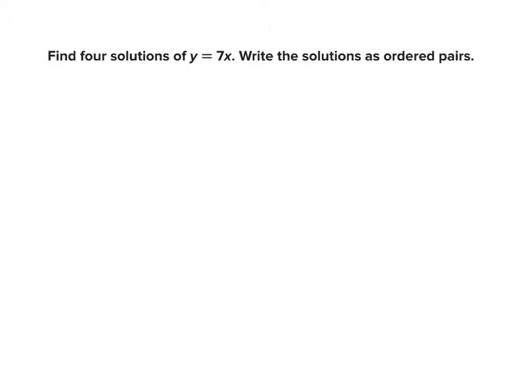It says find 4 solutions of y equals 7 times x. Write those solutions as ordered pairs. So first things first, y equals 7x is a function, meaning that when we plug a number in for x, we get something out for y. And remember, a function is when you plug something in, you get something else out. Second, when we use this function, we are going to write ordered pairs, and ordered pairs are basically just an x and a y value that make up a coordinate that you could graph.